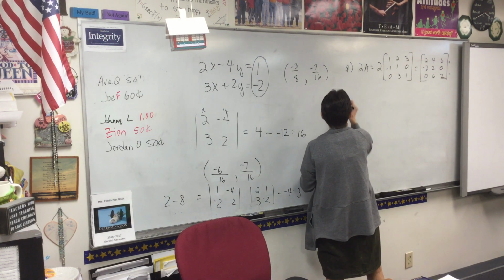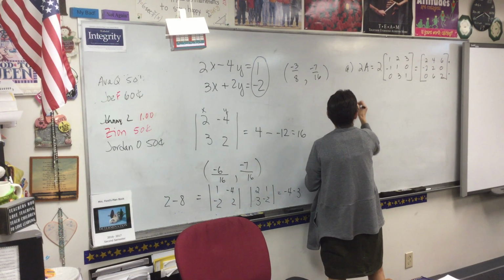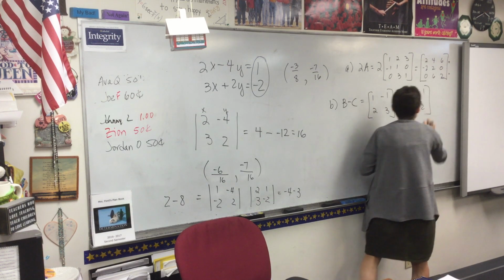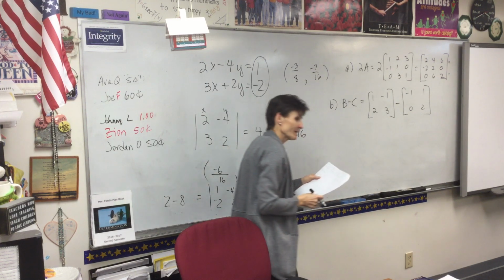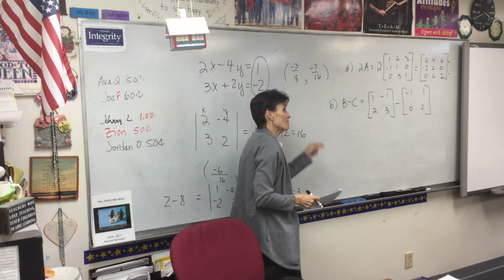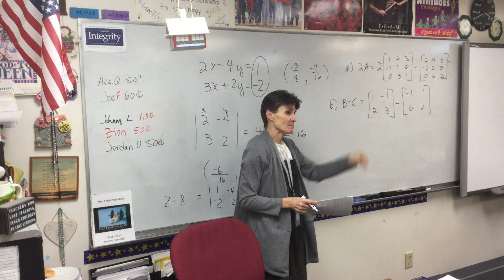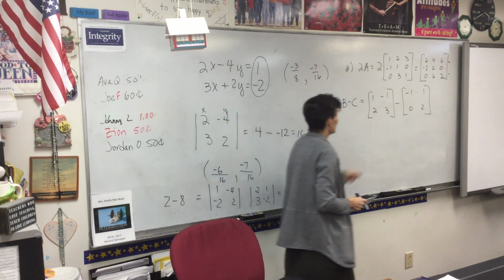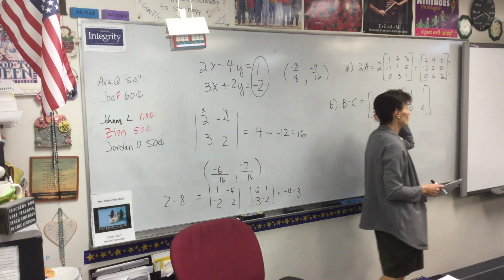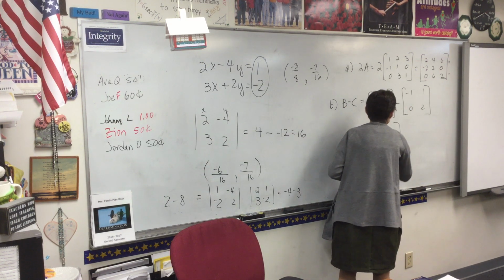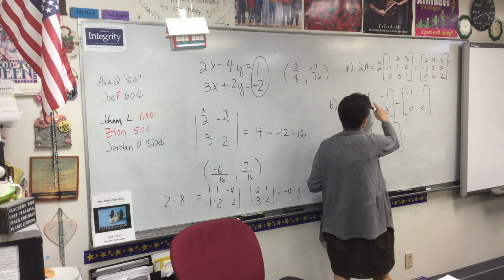Okay, B minus C. This is not always doable. There's B minus, here's C. Is that doable? Can I do that? Yes. I absolutely can, because the rule for addition and subtraction is they got to be the same size. They have to have the same dimensions. This is a 2 by 2, that's a 2 by 2. I can subtract them. So, one term at a time and one position at a time.